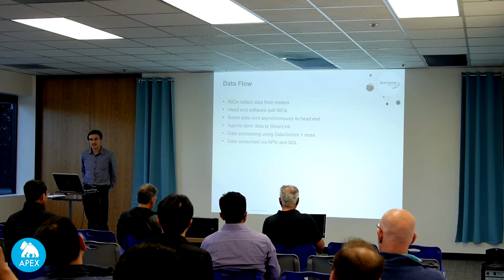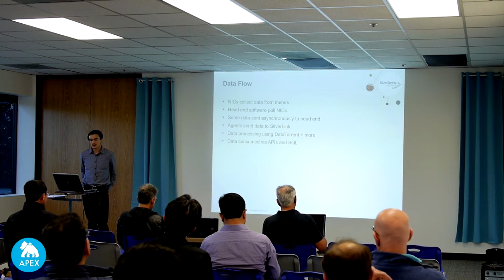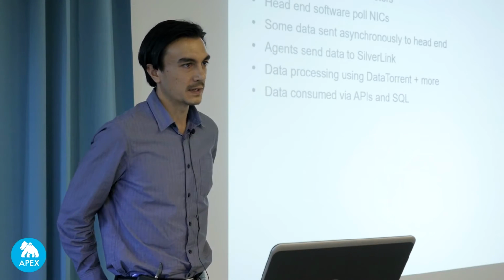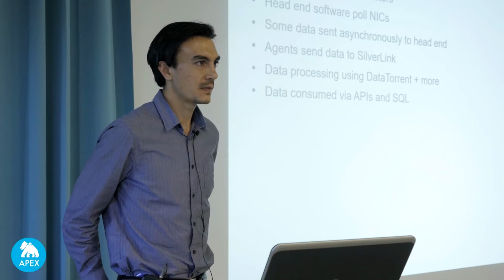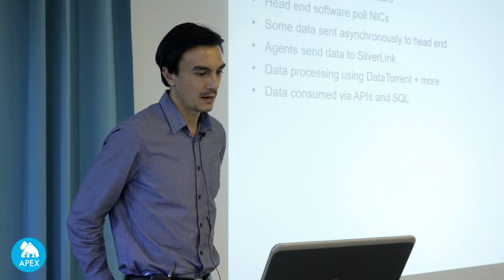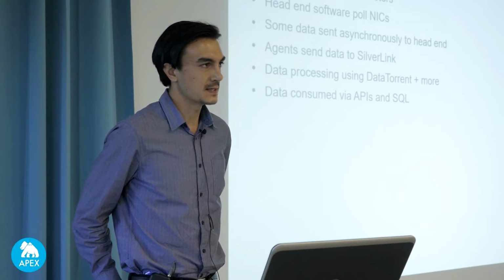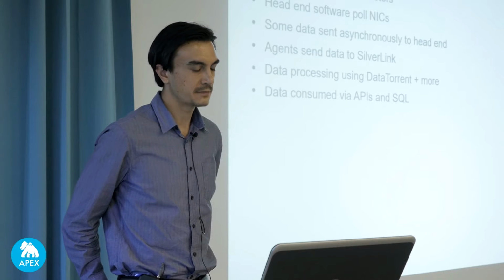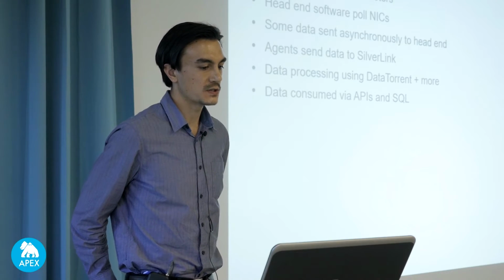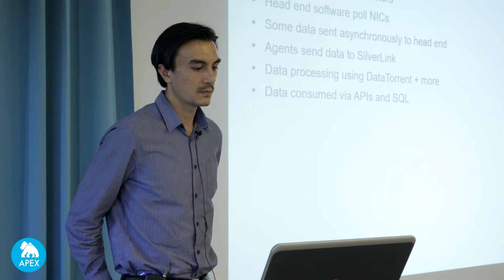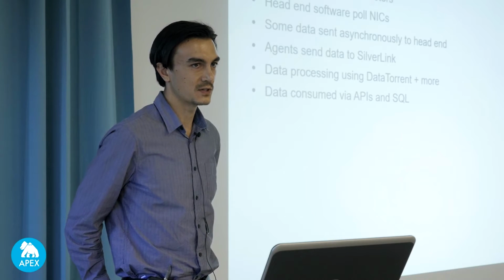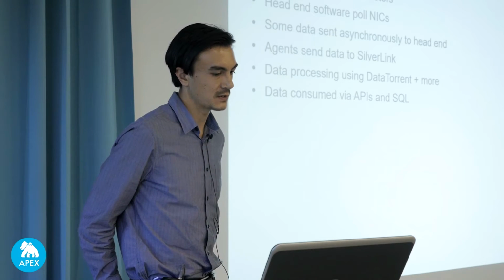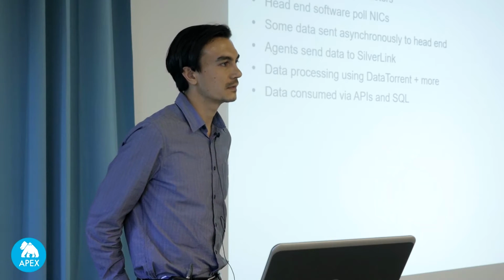So the rough sketch of a data flow that we're working with is, first, NICs collect data from meters. A NIC is the networking component that acts like a radio and relays this data back to the back office of the utility on our network. So there's two ways that data gets to their back office. One is through polling. Another is it's sent asynchronously. And from there, we have agents which transfer these data elements, which are either files or JMS messages, to our data platform. At that point, we process files and messages using Data Torrent and other components, and then from there it goes out APIs and SQL.